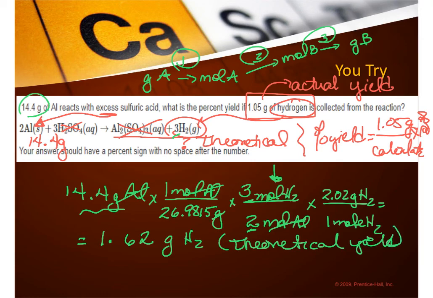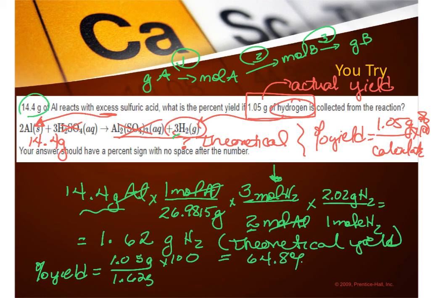Okay, now I'm going to calculate percent yield. So the percent yield is the actual, which was given, 1.05 grams divided by theoretical, 1.62 grams, times 100. And let me punch that in real quick. And I get that the yield is 64.8%. That's it. Now we're going to finish.